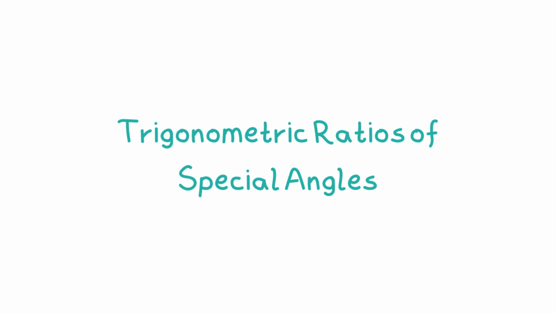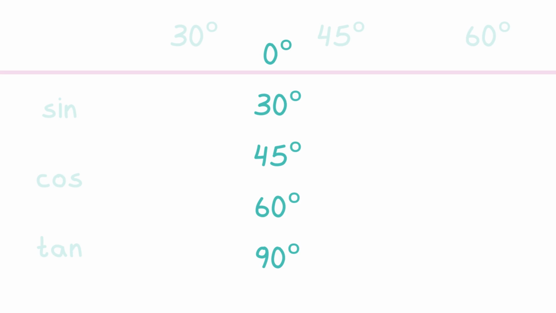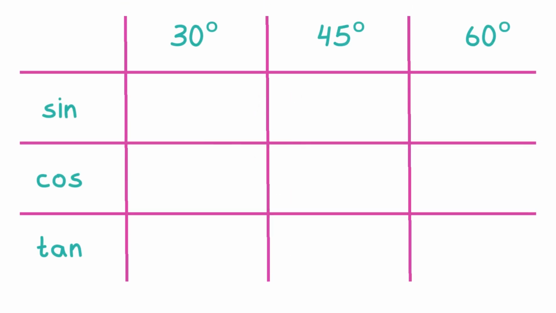Welcome to our class. In this video, we are going to learn about the trigonometric ratios of special angles. The special angles are 0, 30, 45, 60, and 90 degrees. But in this video, we are only going to derive the trigonometric ratio of 30, 45, and 60 degrees.